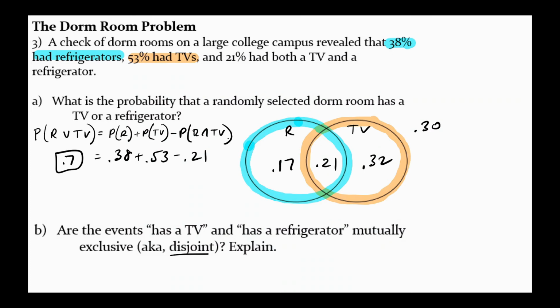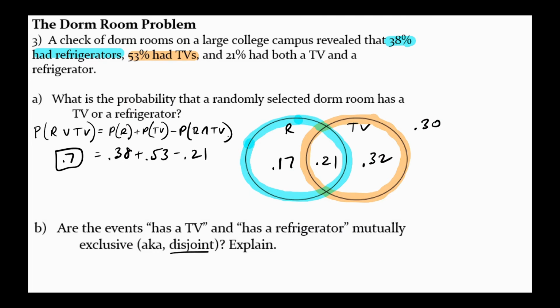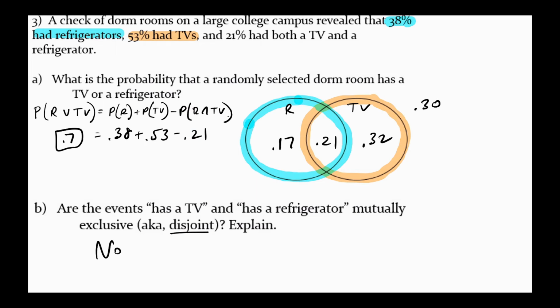Are having a refrigerator and having a TV mutually exclusive events? No, they're not. I agree. They are not. How do we know? More importantly, how do we explain?